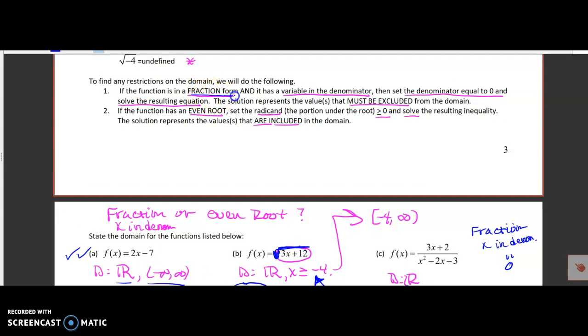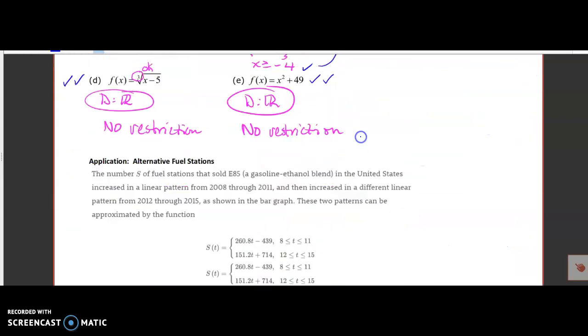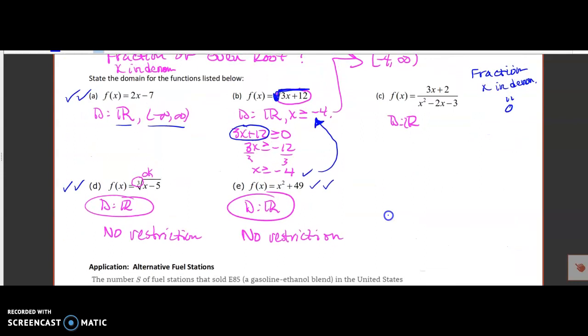Well, if it has a fraction form and an x, a variable in the denominator, we set the denominator to 0 and solve it. The resulting solutions will be excluded from the domain because they give me division by 0. So I have to exclude them. So it said to set the denominator to 0.